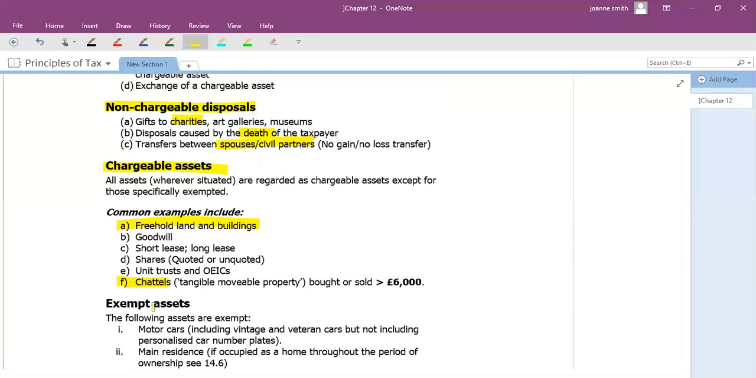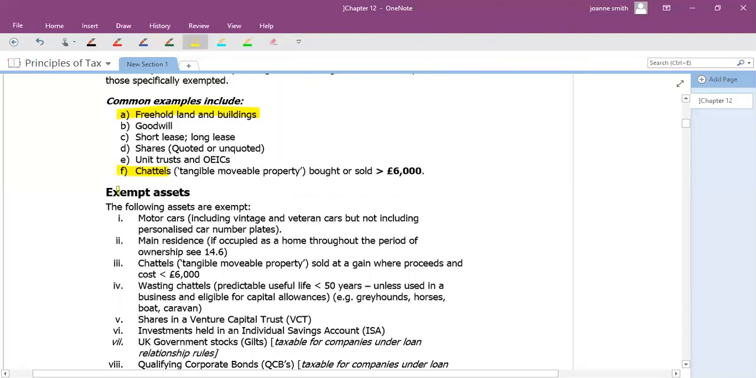But A and F are the most common scenarios. You do need to learn what is an exempt asset. So similar to what you did in income tax, if you've got a situation where somebody is selling something that's exempt, you need to say in your answer that it's exempt. You're not going to get the marks if you just ignore it.